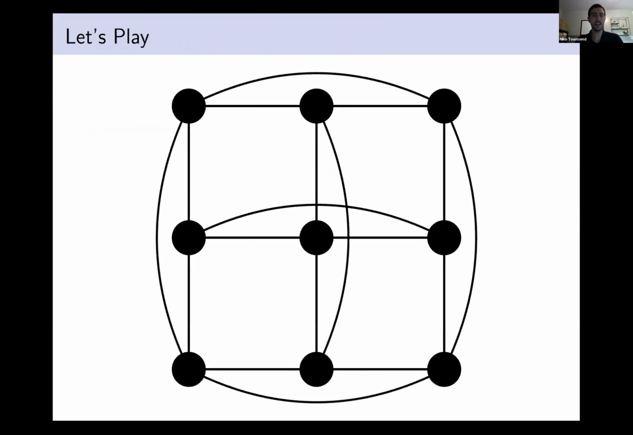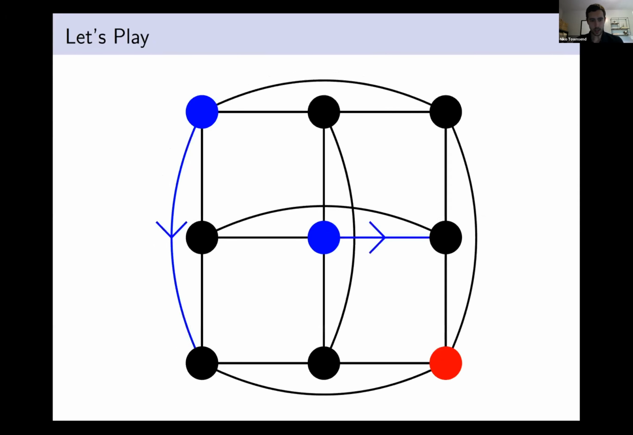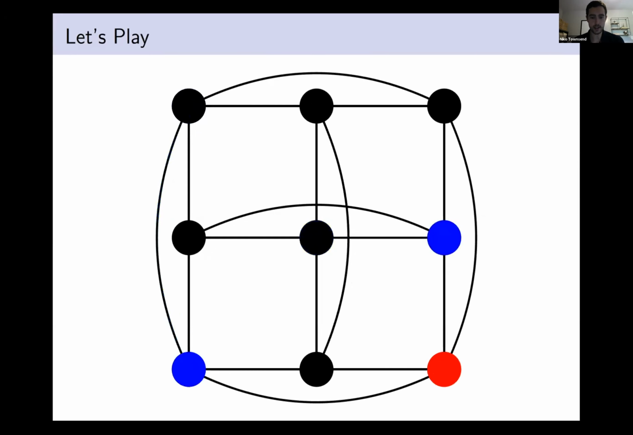Let's play out an example on this graph with two cops. Throughout, I'm going to use blue vertices to indicate that a cop is at that vertex and a red vertex to indicate the robber. Maybe the cops place themselves down there. The robber wants to go as far away from the cops as possible, so maybe over here. Now it's the cops' turn, so they move along maybe these two edges.